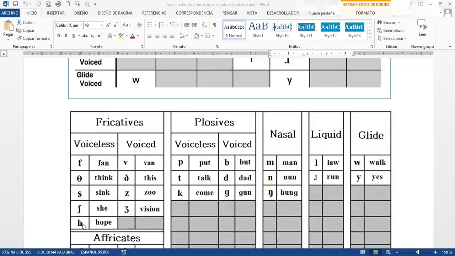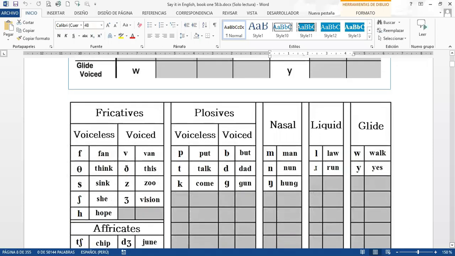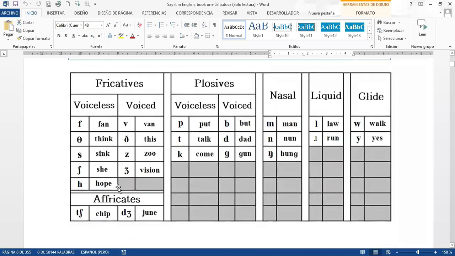Next sound, we have this, it's a very soft sound, okay? It's not strong, it's a soft sound. So how do we pronounce this? We pronounce it hope, hope. Hope, okay? I hope you are on time. I hope you arrive on time at work. I hope you arrive on time at work today, for example.